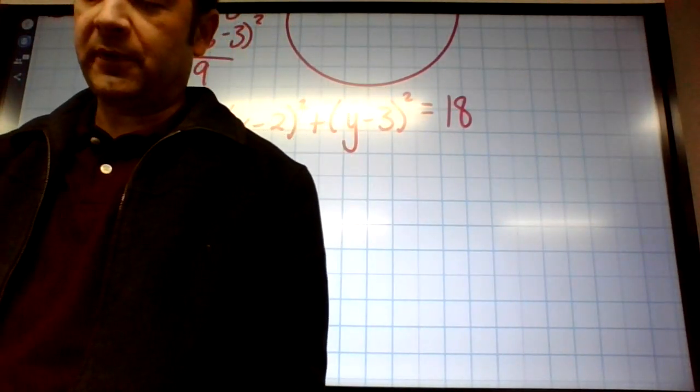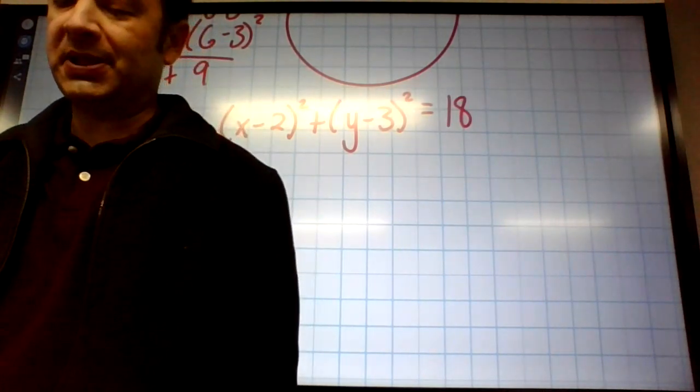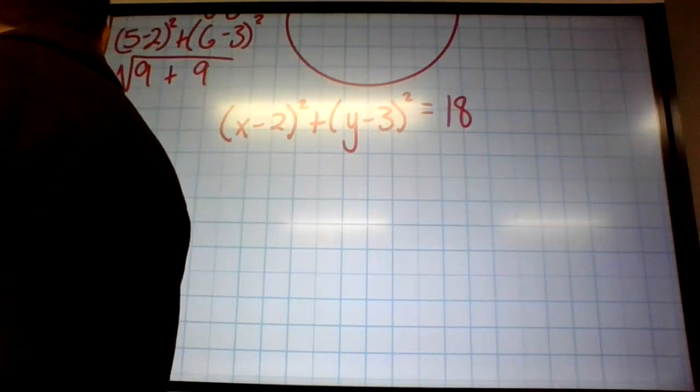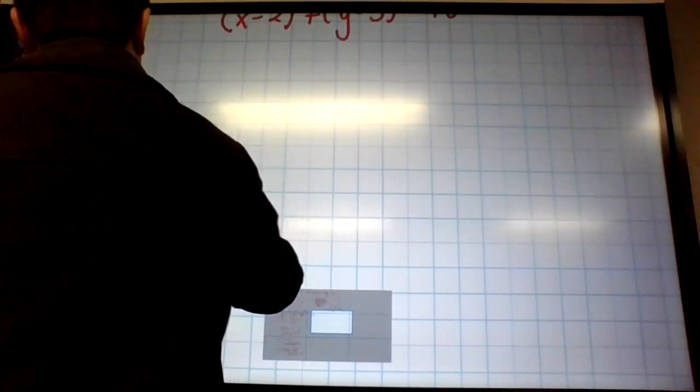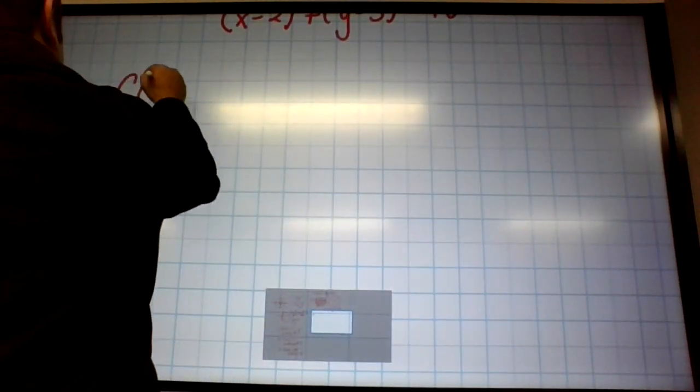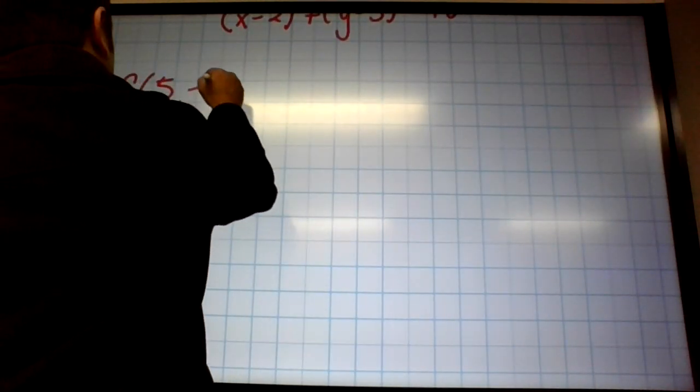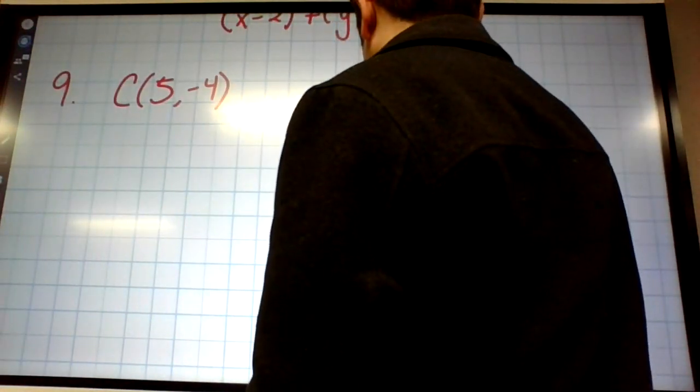Center is at 5, -4, and the circle is tangent to the x-axis. We might need a picture for this one. Does that mean it's touching? It just touches at one point is what it is.